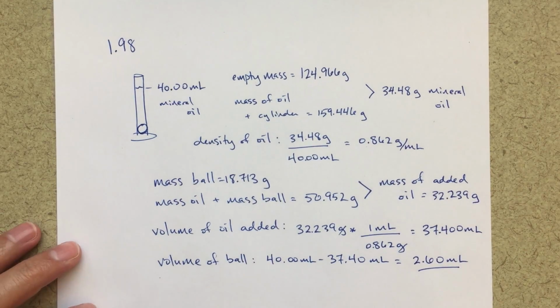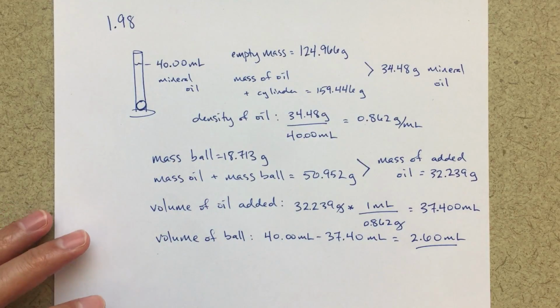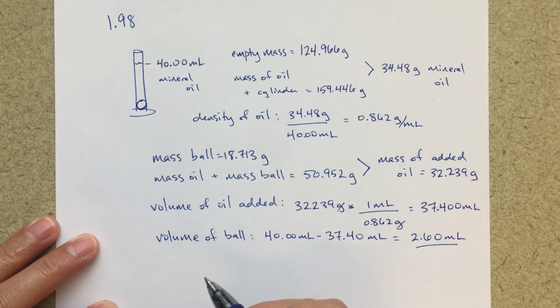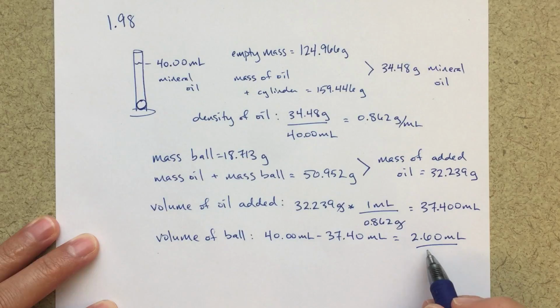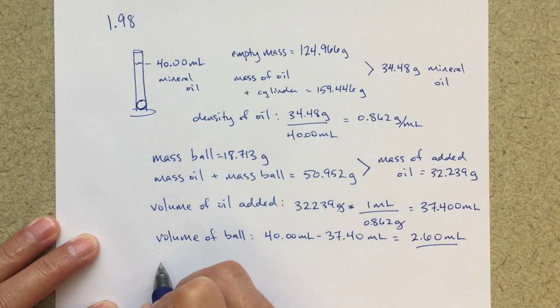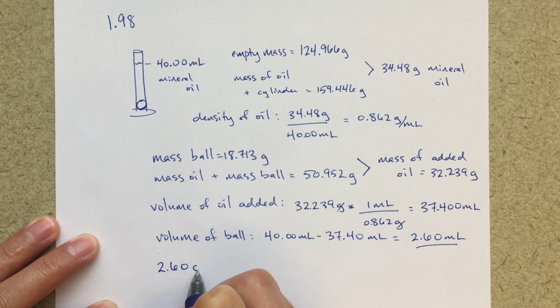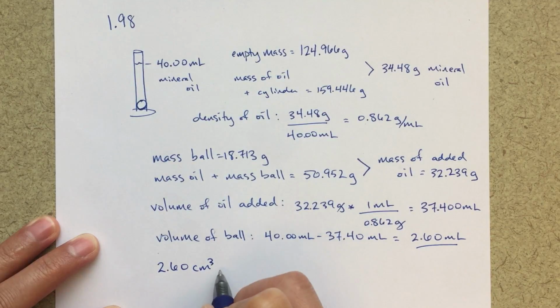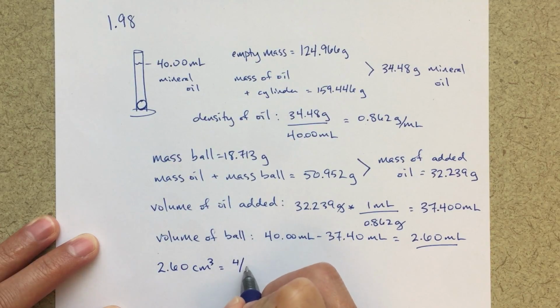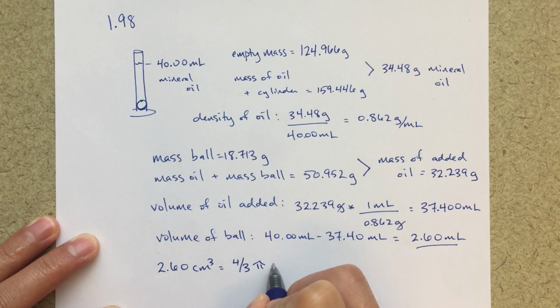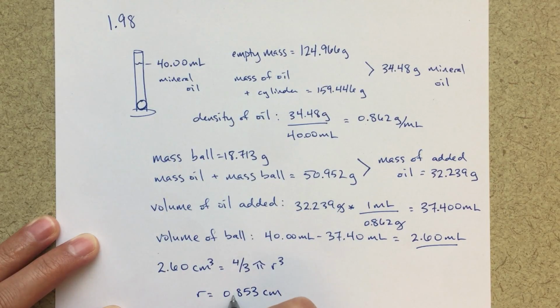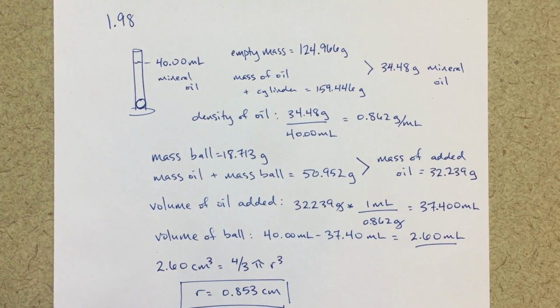The last step of this problem is really just testing your math skills. It tells us to solve for the radius of the ball. I know that 2.60 milliliters is the same as 2.60 centimeters cubed, and that the volume of a sphere is 4/3 pi r cubed. Using this equation, I can solve for the radius. The radius of this ball should be 0.853 centimeters. So that is my final answer, and that's the answer that you should find in the back of the book.